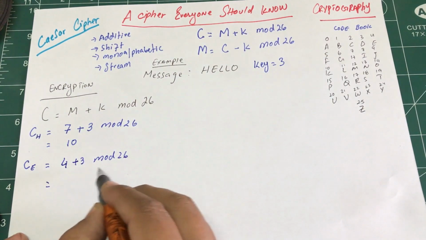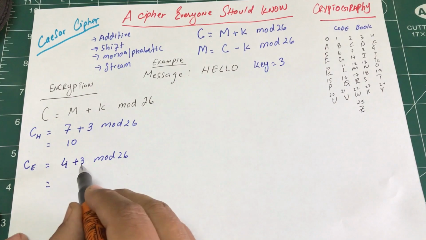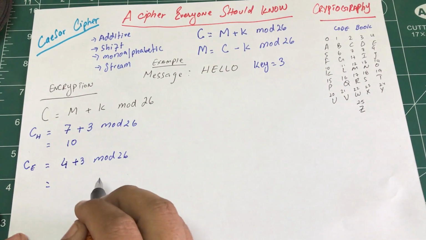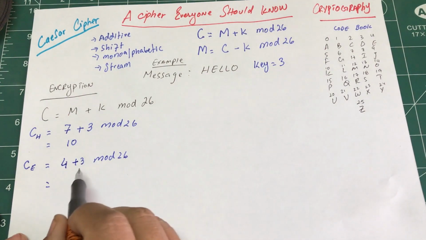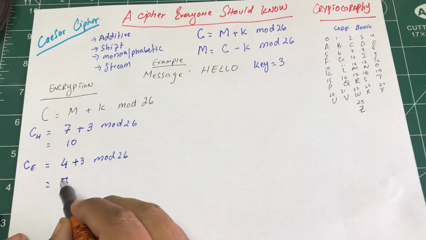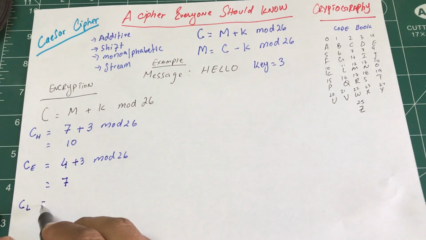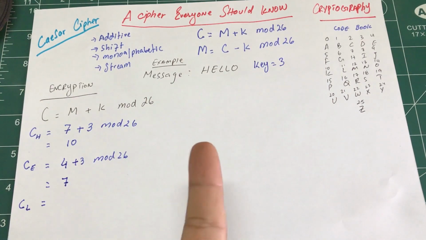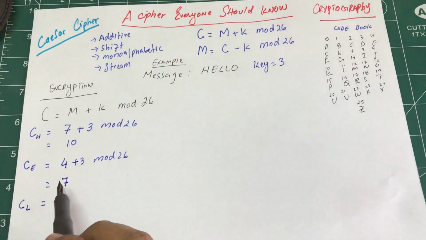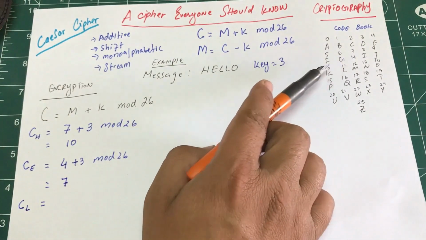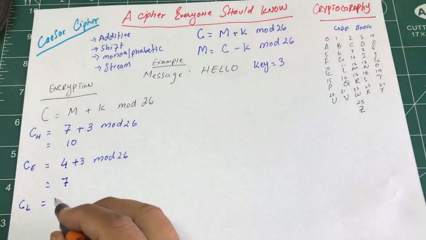So this is 7 mod 26. 4 plus 3 is 7 mod 26. Because my modulus is bigger and the number is smaller, I'll get the same thing. And let's do L. I got 2 of them, so we'll just do one and then we'll do the same for the other one. The value of L turns out to be 11.